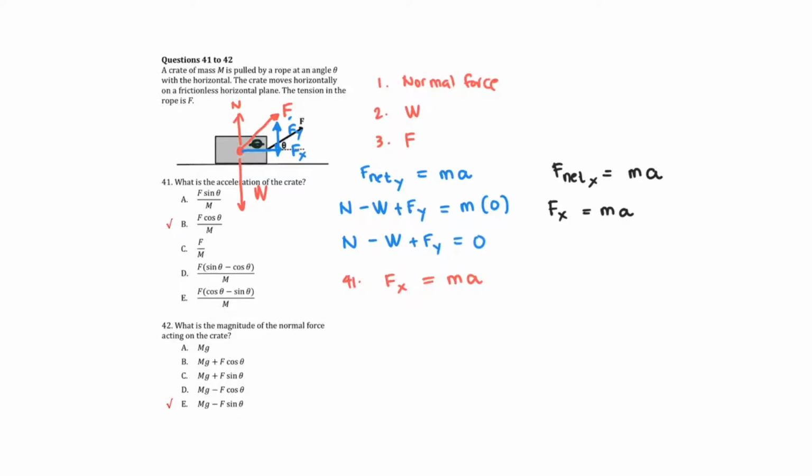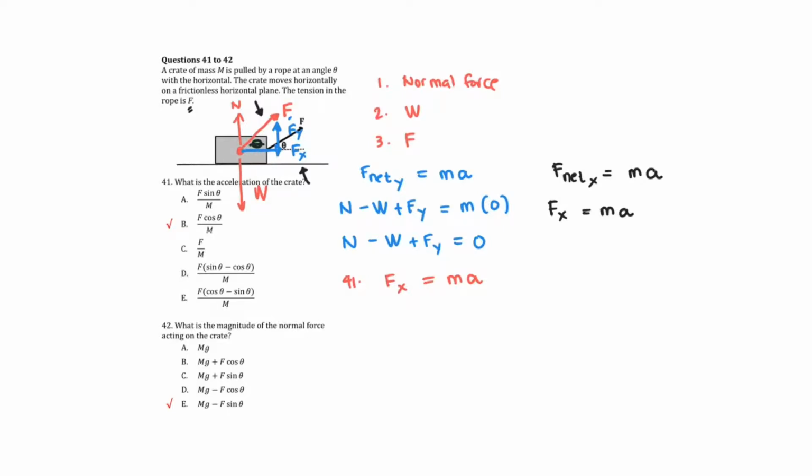Okay, so we are given F, and we are interested to solve for Fx. So let us try to express Fx in terms of the given, which is F. This Fx right here is the adjacent side with respect to this angle theta. So we have the hypotenuse and we have the adjacent side. So in fact, we are going to use the cosine function.